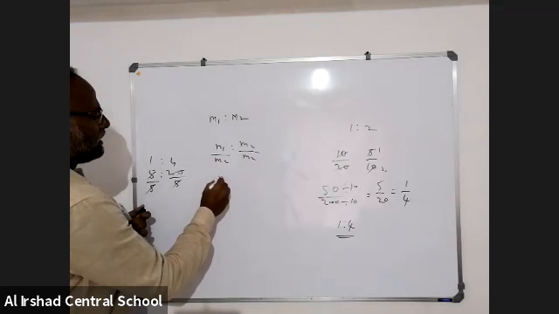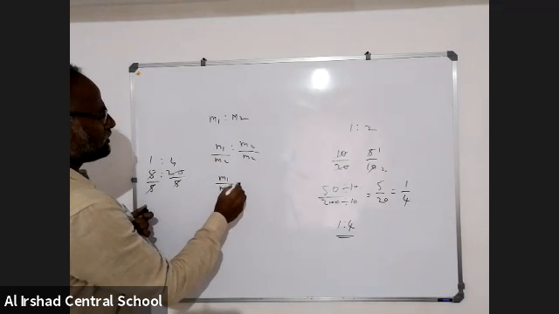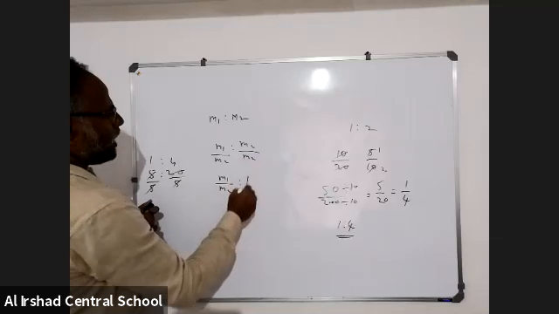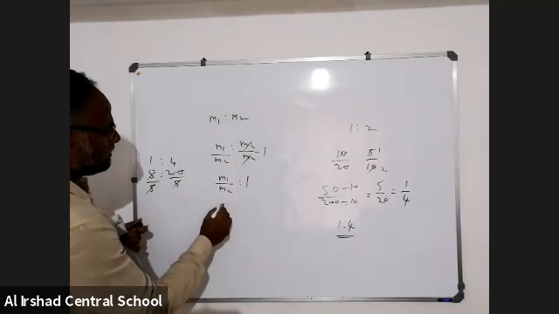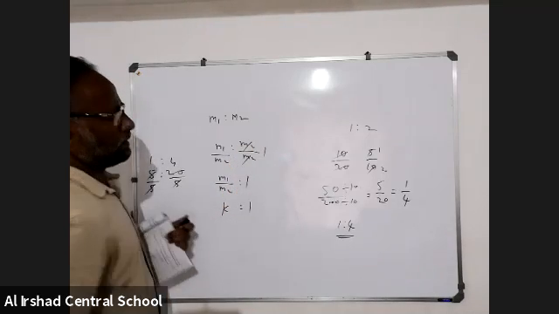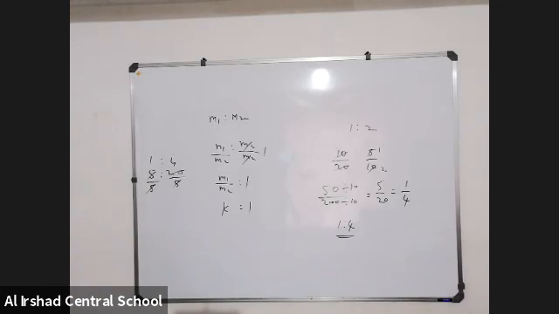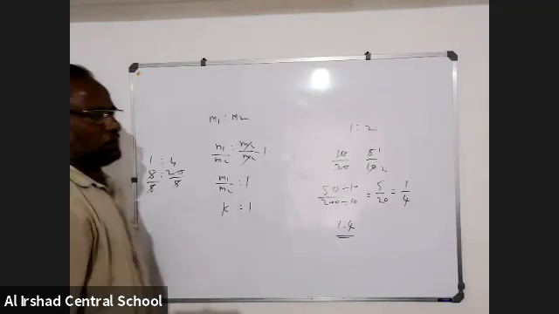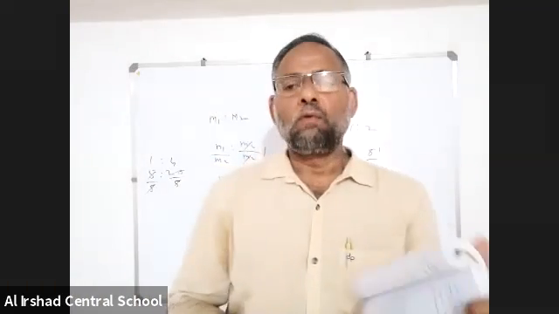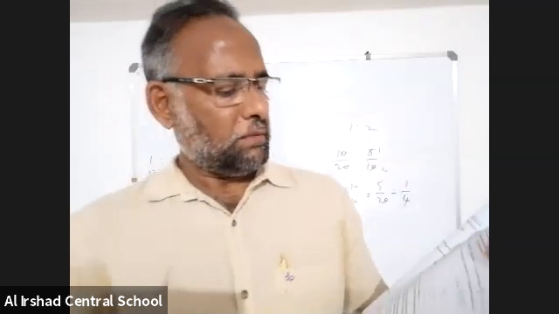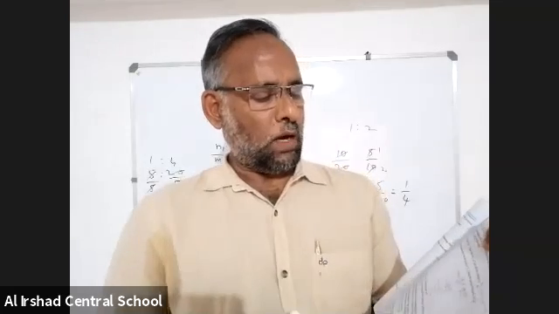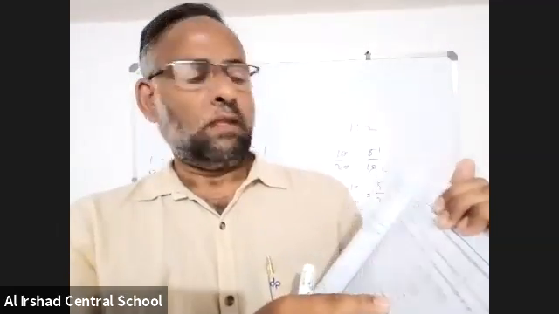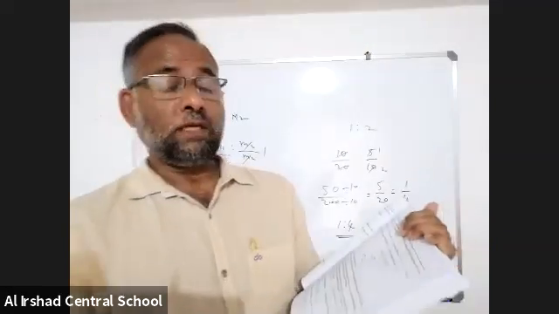That means M1 by M2 is to 1. That means this is K is to 1. That is a constant. This is a constant, only K. K is to 1. This is useful for us. That is why all of you underline that and write this method. M1 to M2, K is to 1.